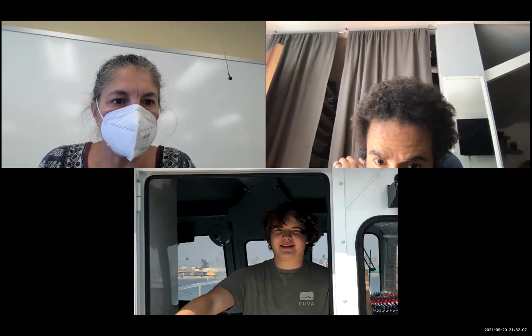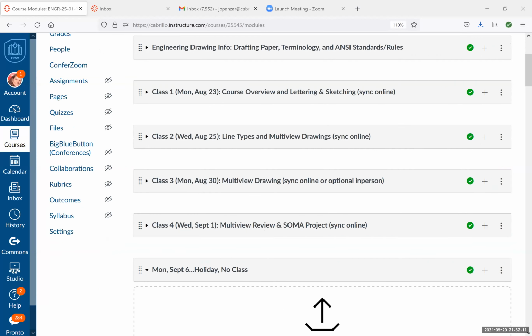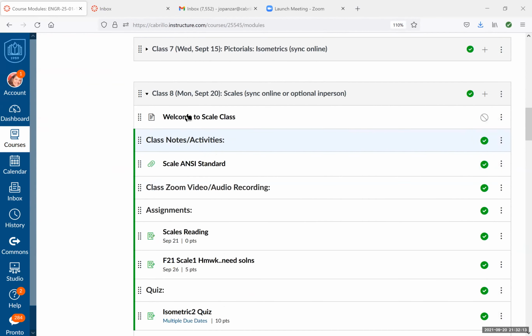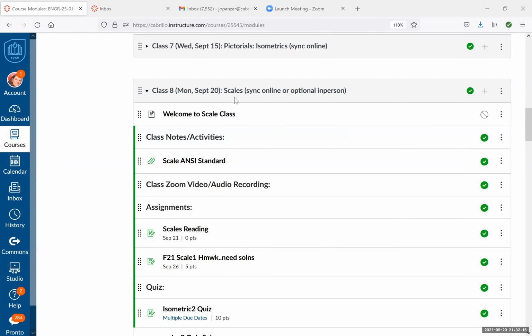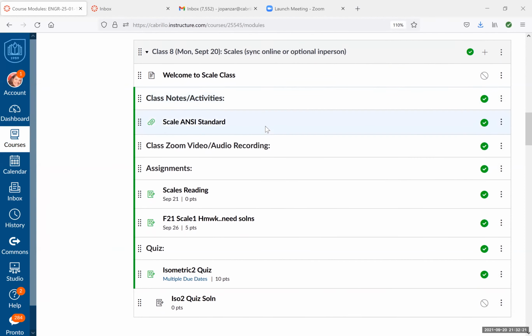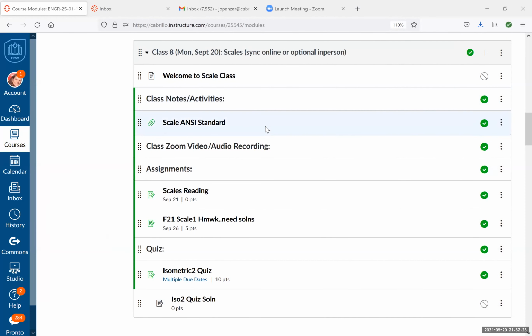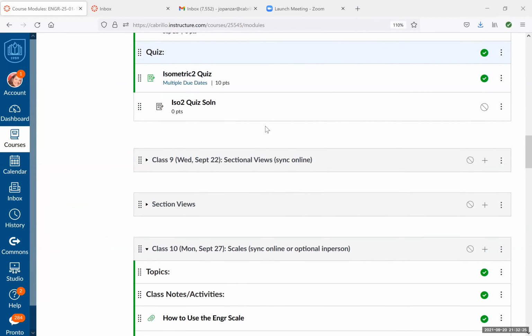And I'm going to share my screen just to take a look at what we're doing today. So today we're on class 8. Our topic is scales. It's the first of 2 classes we're going to be doing scales. I made scales instead of back-to-back Monday, Wednesday. I made it Monday to Monday.